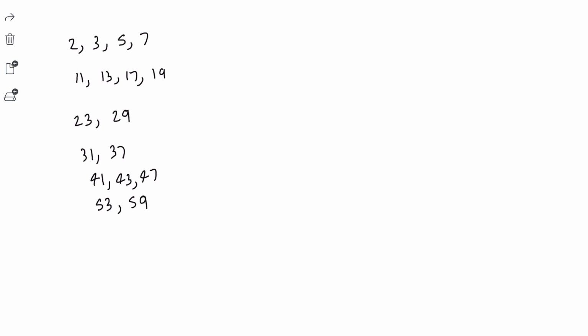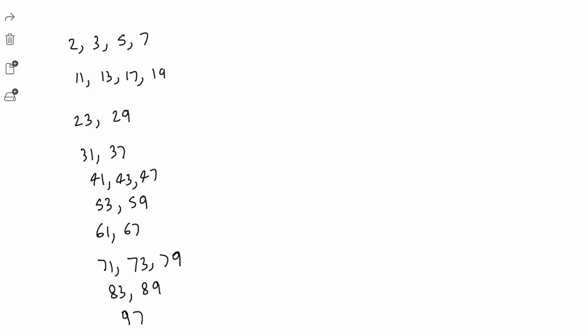Between 60 and 69, you would have 61 and 67. 63 is divisible by 3. 65 is divisible by 5. 69 is divisible by 3. Between 70 and 79, you'd have 71, 73, and 79. Between 80 and 89, you'd have 83 and 89. Between 90 and 99, you'd have 97, and that's all.